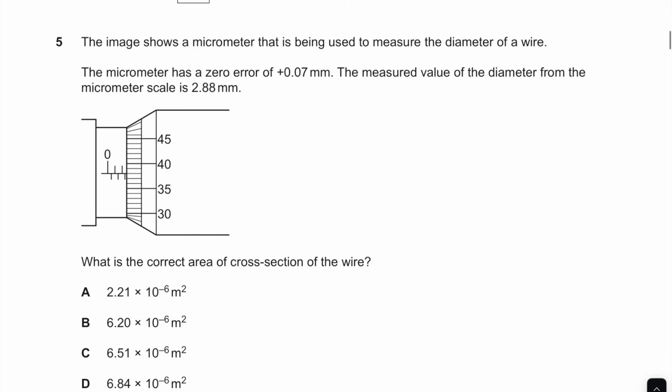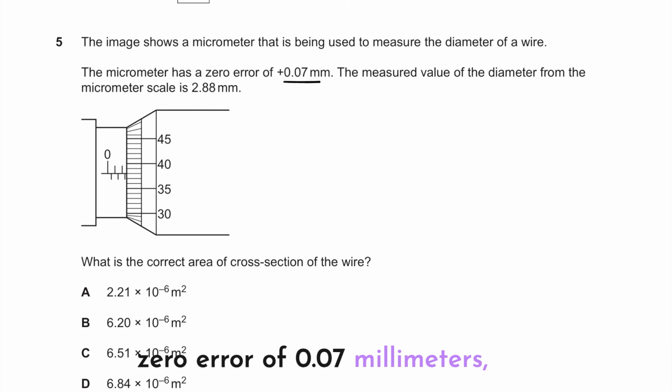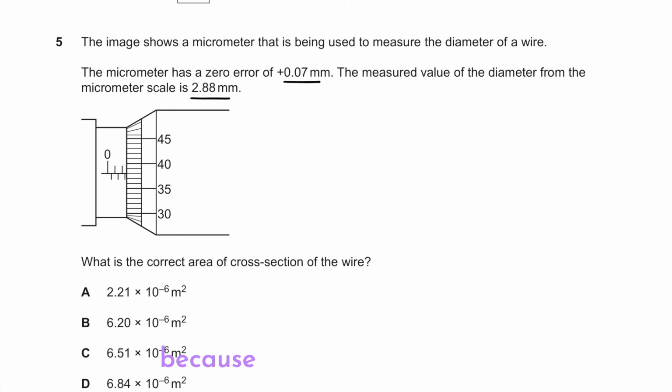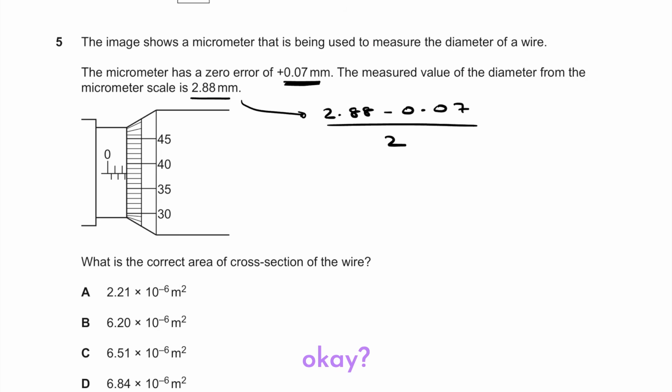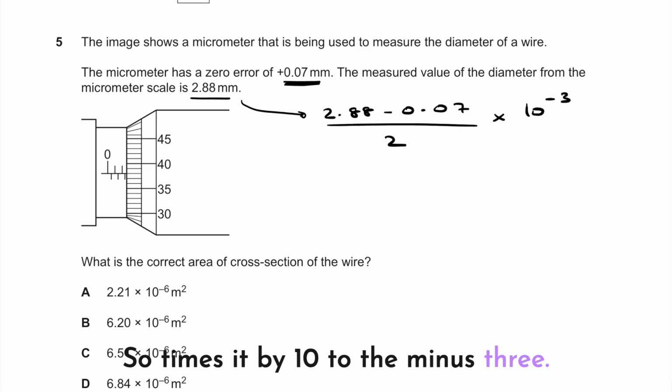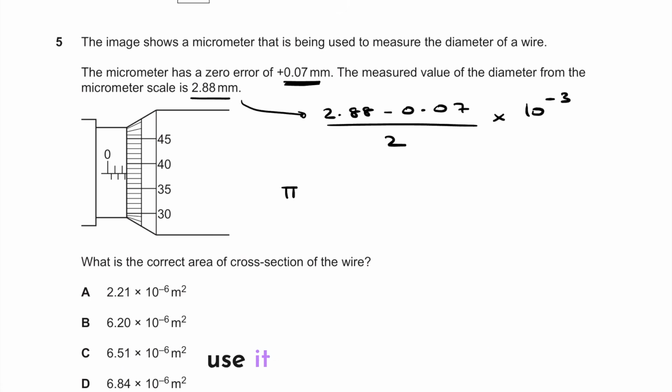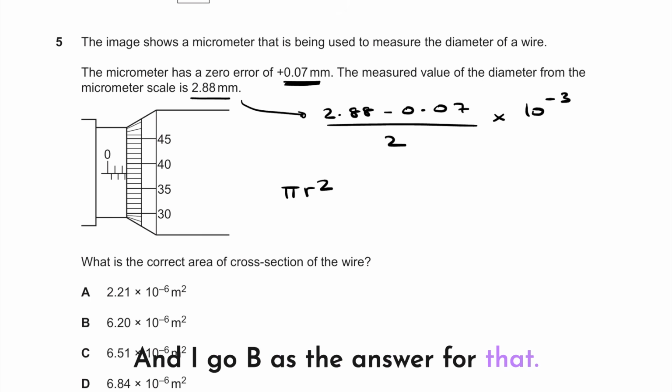Question number 5. The image shows a micrometer being used to measure the diameter of a wire, and it has a zero error of 0.07 millimeters. The measured value is 2.88 millimeters. Because it has a zero error of 0.07, take it away from 2.88. Okay, this is the diameter. Convert it into meters, so times it by 10 to the minus 3, square the answer and use it in pi r squared, and I got B as the answer for that.